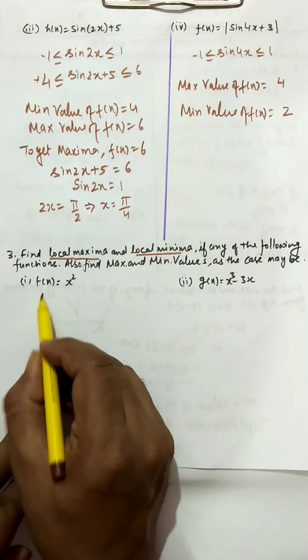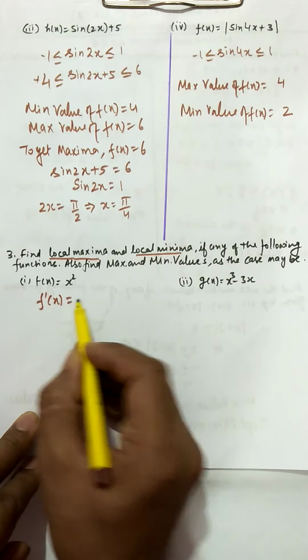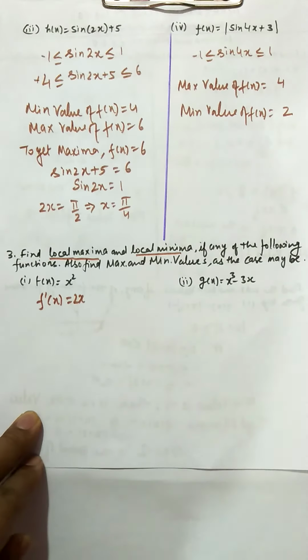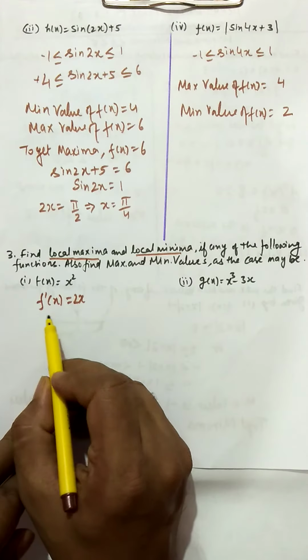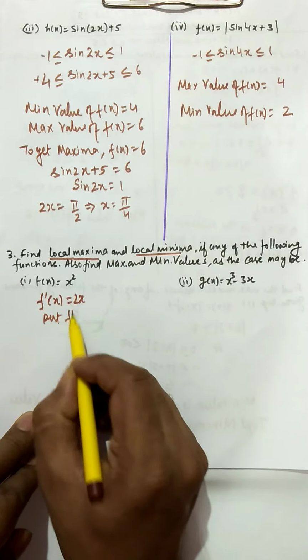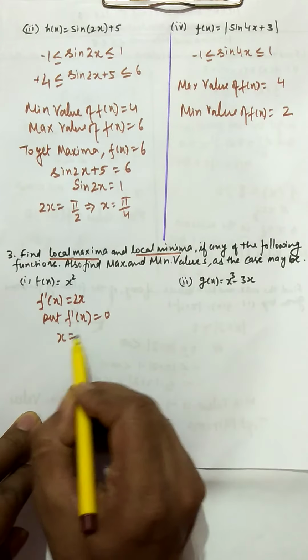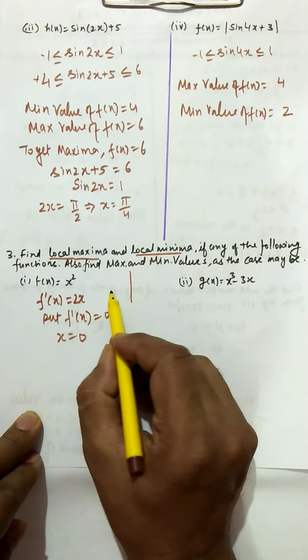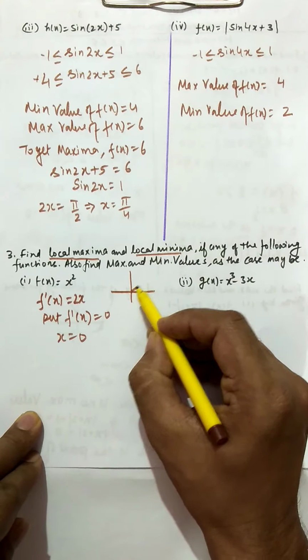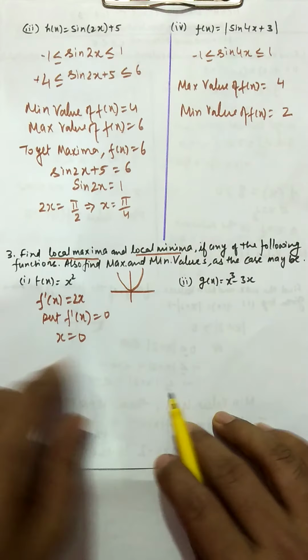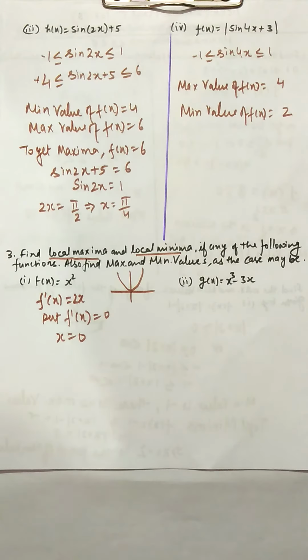Let f(x) = x². You first differentiate this f(x), and this is going to be 2x. Now if you put f'(x) equal to 0, then you are going to get x equal to 0. And if you draw the graph, you can see the graph of this will be this way. So from the graph itself you can easily get to know that this function is not going to have the maximum value. This function can have only the minimum value.